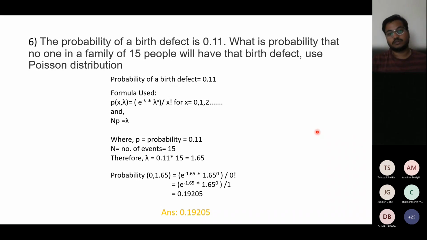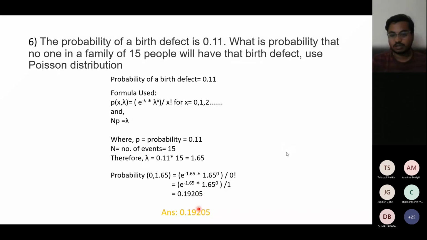Question 6. Here we are asked to use a Poisson distribution. We are given the probability 0.11 and the n value, which is 15. We know the formula for a Poisson distribution. We just need to calculate the mean lambda value, which is n times p, where n is 15 and p is 0.11. So we get a lambda value of 1.65. Then the question asks, what is the probability that no one in a family of 15 people will have that birth defect? No one means x is equal to 0, and lambda is 1.65. So we plug the values into the Poisson formula and arrive at a solution. Is that okay?